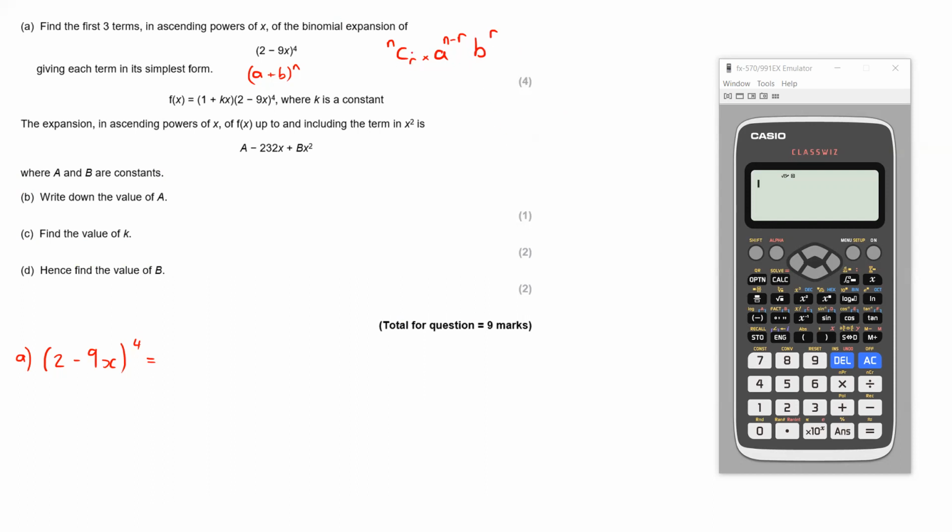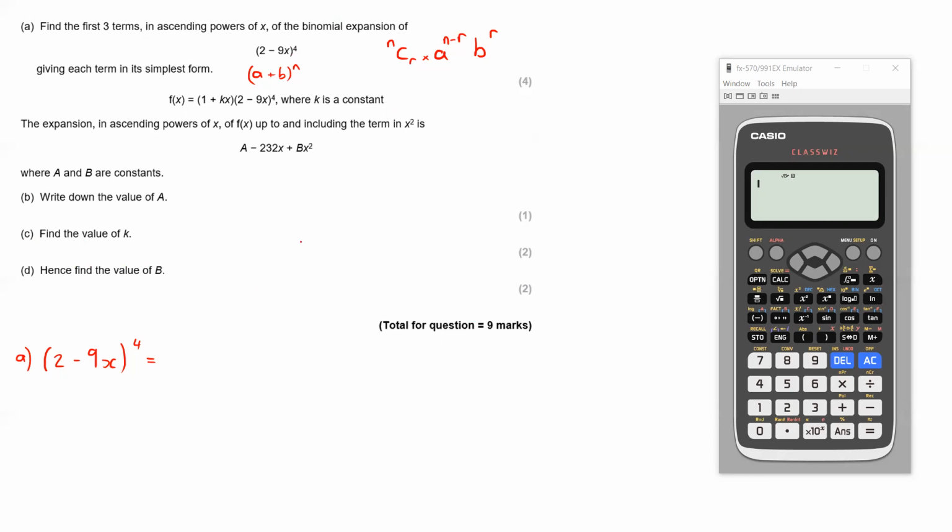So this nCr is going to tell you the combinations of which this multiplies out. The a to the n minus r is going to be the power of a that goes in, and the b to the r is the power of b. Notice that n minus r plus r always makes n. So these two numbers will always add up, in this case, to be 4.